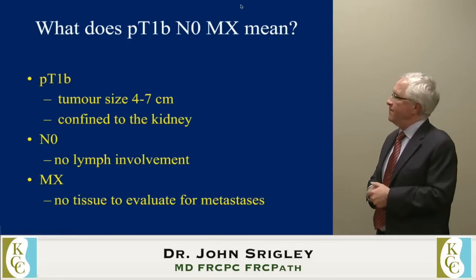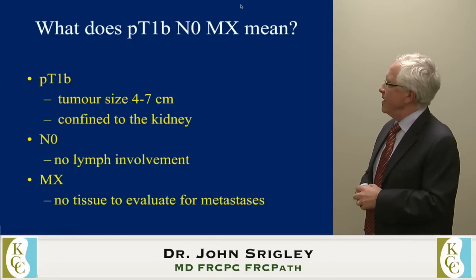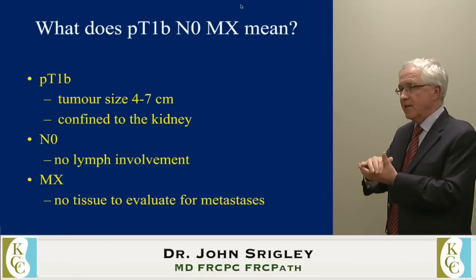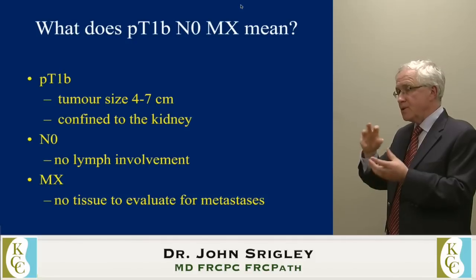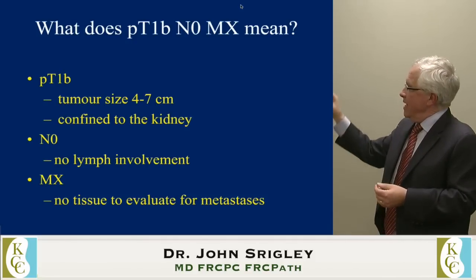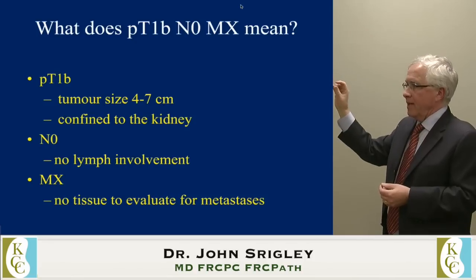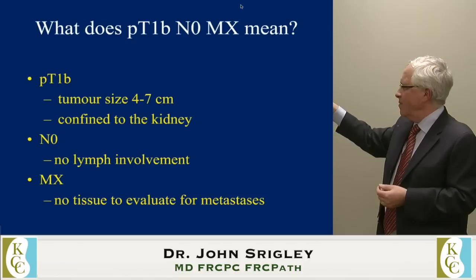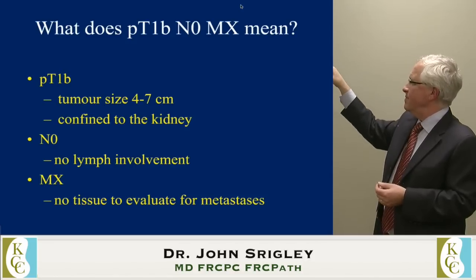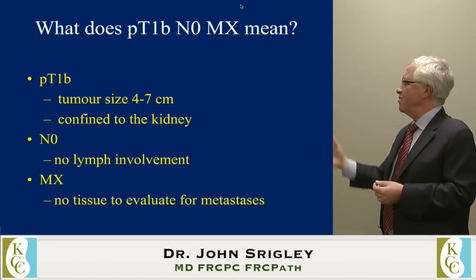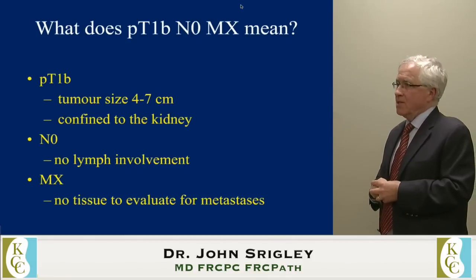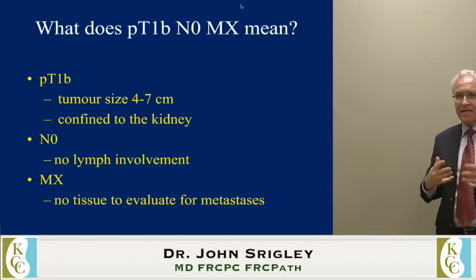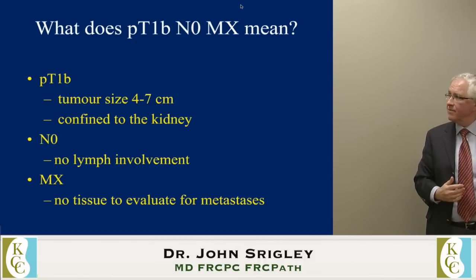So what does this mean? If you have a pT1b N0 MX, what does that mean? pT1b is a tumor that is confined to the kidney, so it hasn't spread into the surrounding fat, the adrenal gland, or the blood vessels, and the size is somewhere between 4 and 7 centimeters. So that's what T1b means. N0 means there's no lymph node involvement, and MX, when there's an X beside that designation, means there's no tissue present to evaluate for metastasis. So that's a code that we use for the anatomical extent of kidney cancer, or for any cancer for that matter.